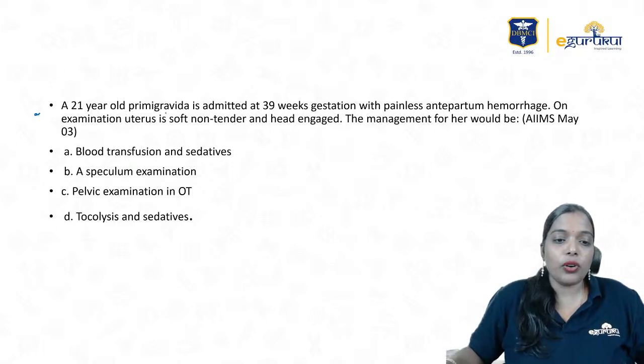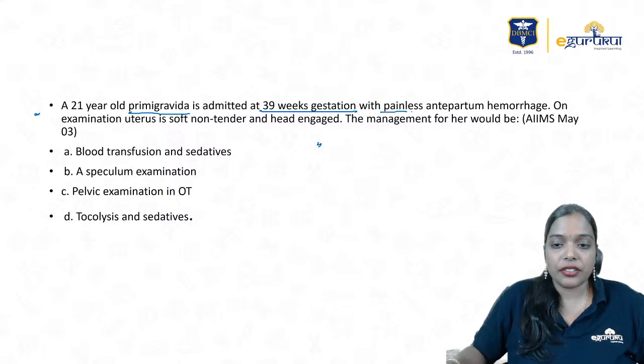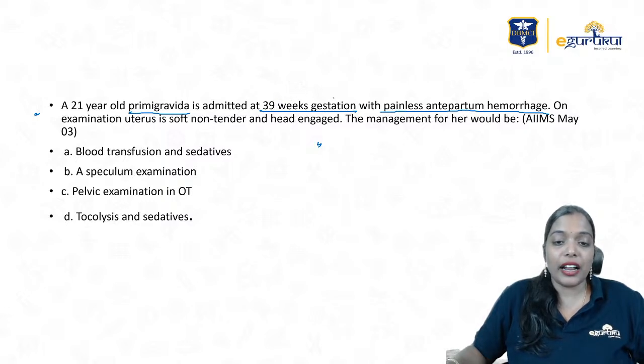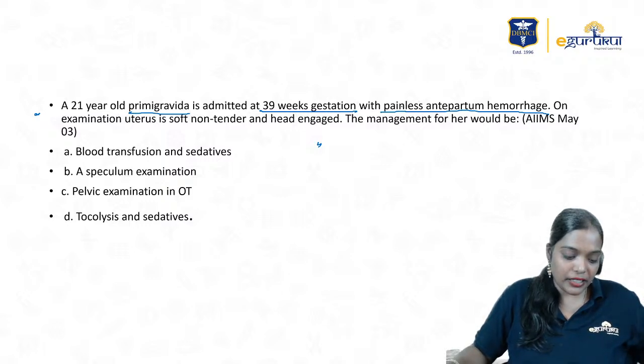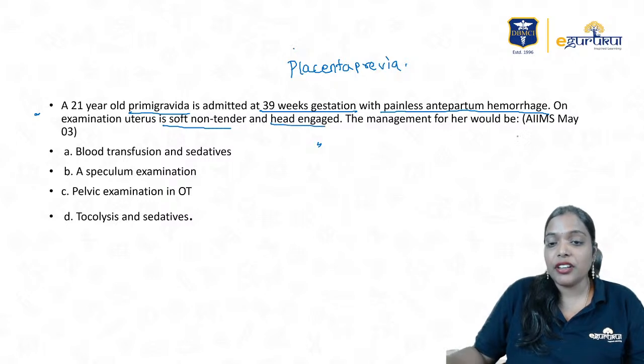A 21-year-old primigravida is admitted at 39 weeks of gestation with painless antepartum hemorrhage. So when somebody tells you it is painless, then immediately you know that we are dealing with placenta previa, right? On examination, uterus is soft, non-tender, head is engaged. The management for her would be... so placenta previa at 39 weeks.